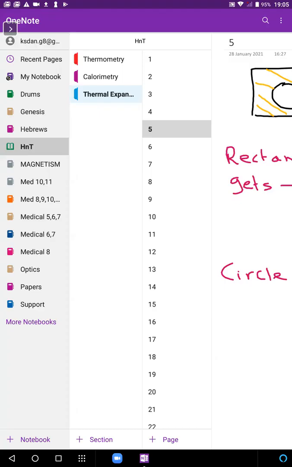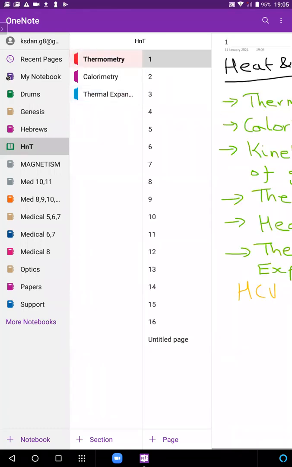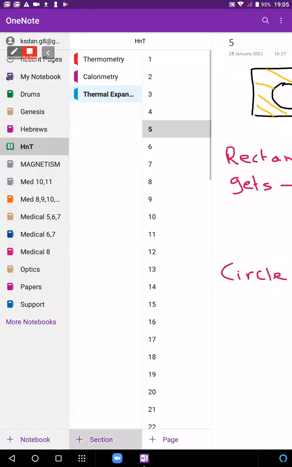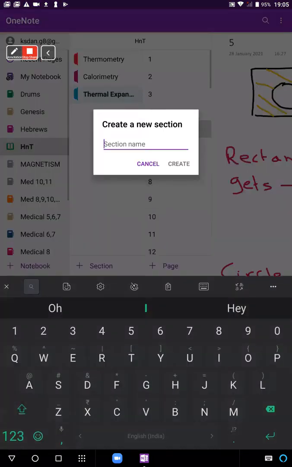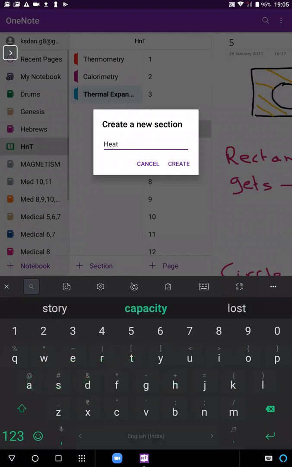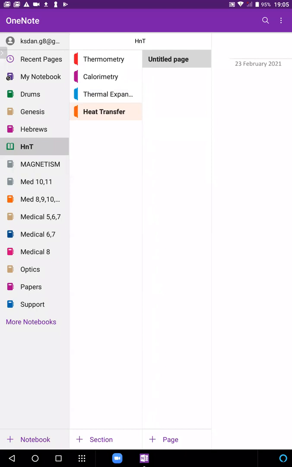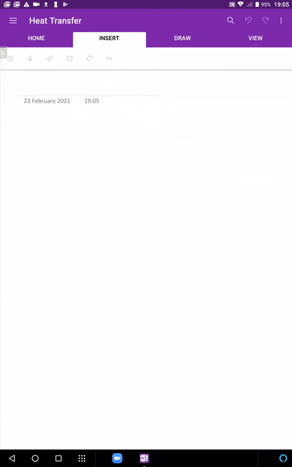All right. So today we'll start with the fourth chapter in this section of physics called heat and thermodynamics. The chapter we'll be starting today is called heat transfer. All right. So let me just label that heat transfer. Another interesting and I would say fairly simple chapter.